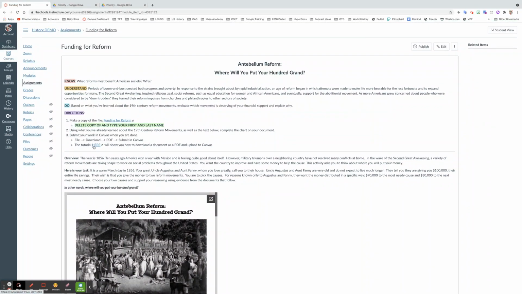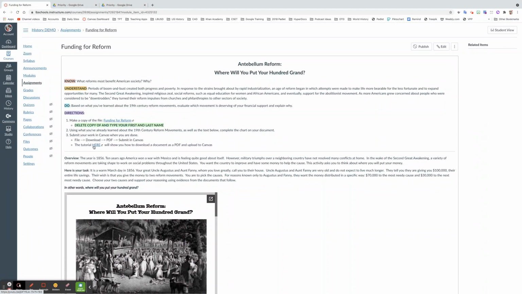Here's your task. It is a warm March day in 1856. Your great uncle Augustus and Aunt Fanny, whom you love greatly, call you to their house. Uncle Augustus and Aunt Fanny are very old and do not expect to live much longer. They tell you they are giving you $100,000, their entire life savings. Their wish is that you give the money to two reform movements. You are to pick the causes. For reasons known only to Augustus and Fanny, they want the money distributed in a specific way. $70,000 to the most needy cause and $30,000 to the next most needy cause.